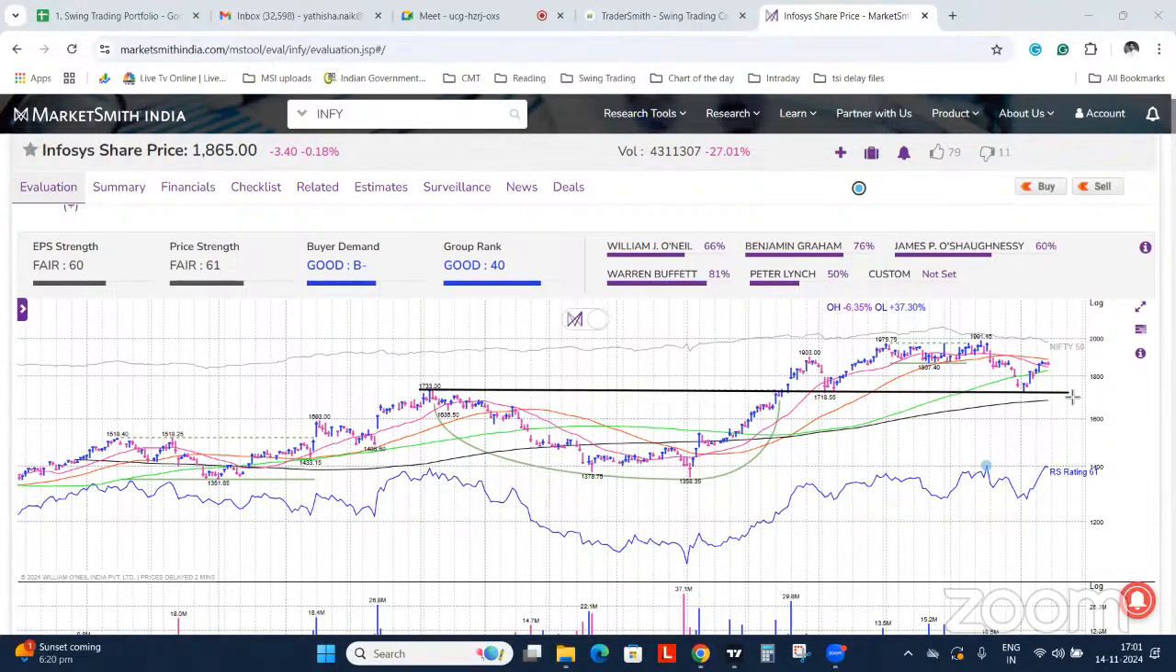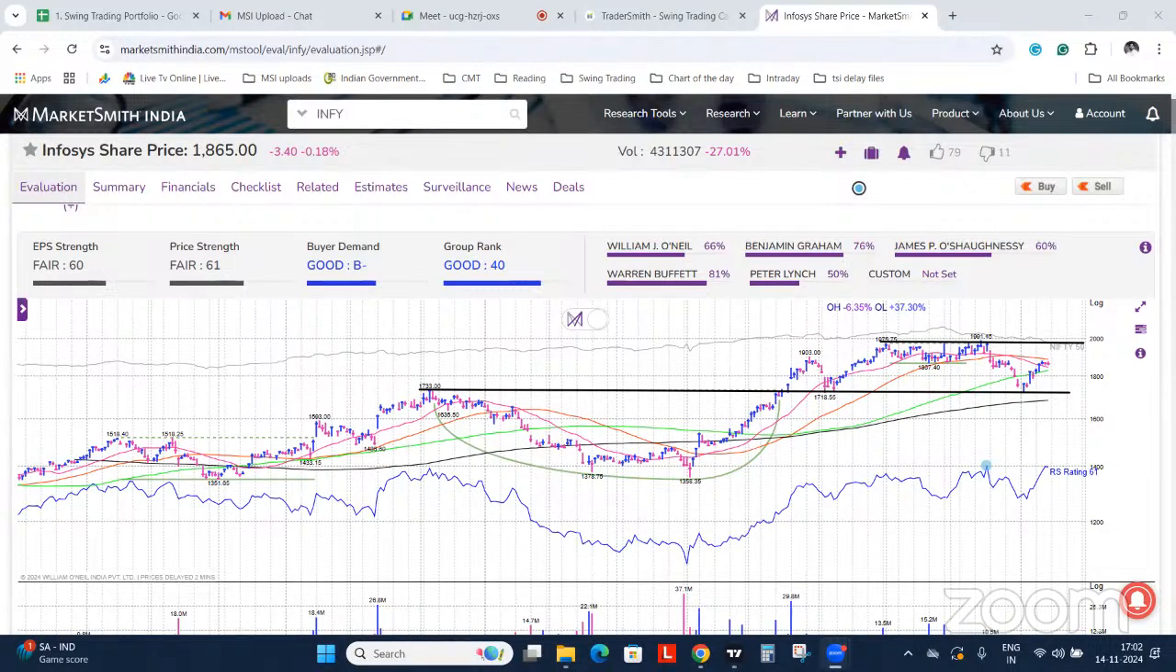But now I think there is a strong resistance area, starting from 1900 to 1950. Yes, so there is a lot of resistance on the upside. So maybe 1900, 1950 kind of things may happen. And if some reversal happens and some very good breakout happens in the IT index, then maybe this will outperform.